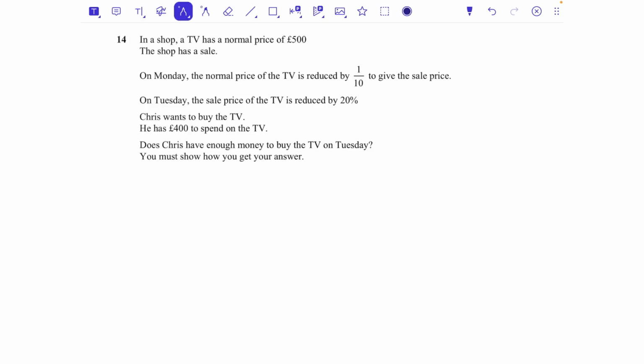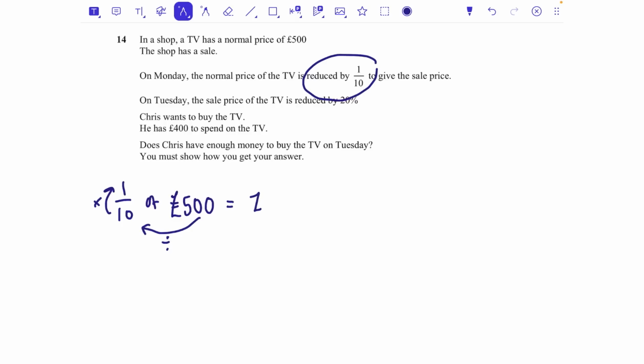So we're going to start with £500, and we're taking off 1/10. It's reduced by 1/10. So let's find 1/10 of that number, and remember we're dividing by the bottom and then timesing by the top. So 500 divided by 10 is 50. 50 times 1 is 50. So that's £50. So we're taking 50 off for Monday. So Monday we need to do £500, take away 50. So after Monday it's £450.